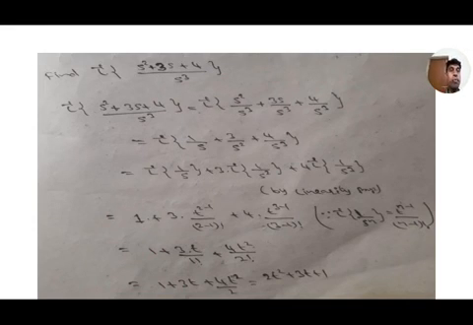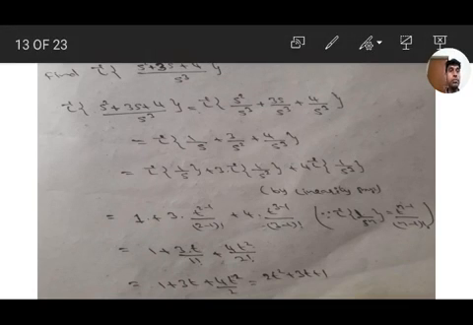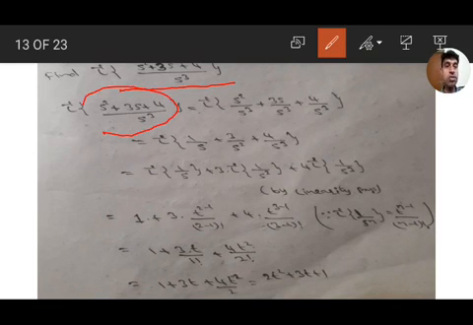Plus 4 by s cube. So here we have directly s square plus 3s plus 4 by s cube. We don't have a direct formula, so first we need to simplify this one. So separately dividing, that is L inverse of s square by s cube plus 3s by s cube plus 4 by s cube.